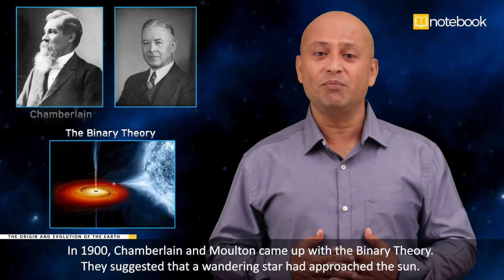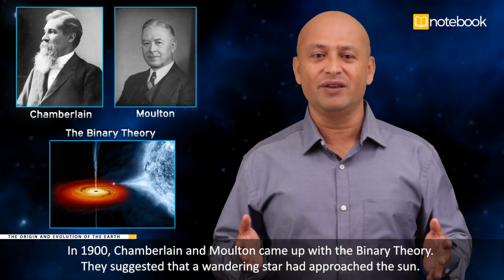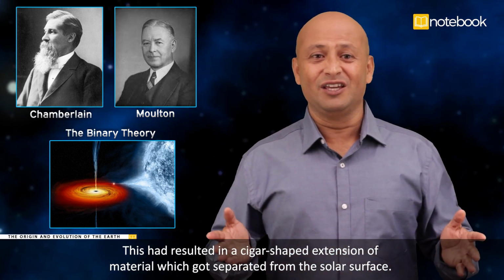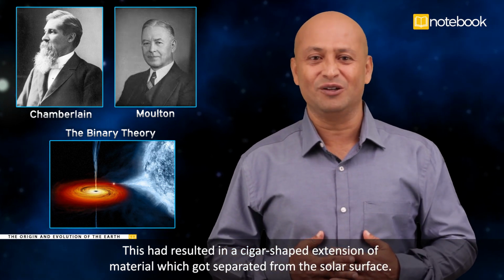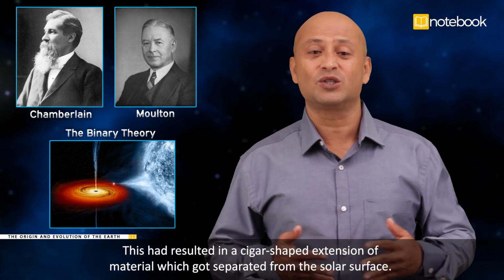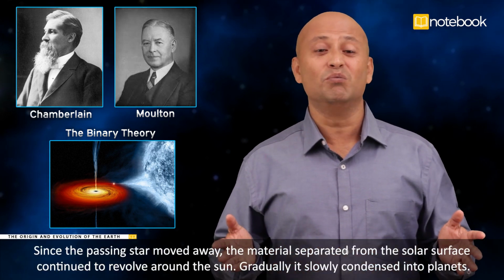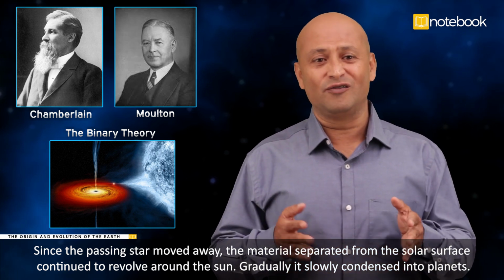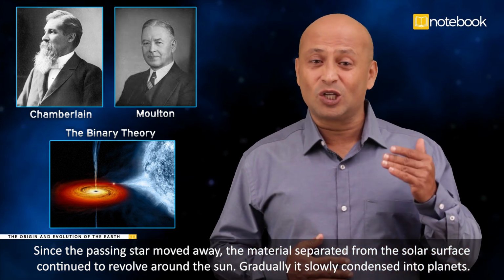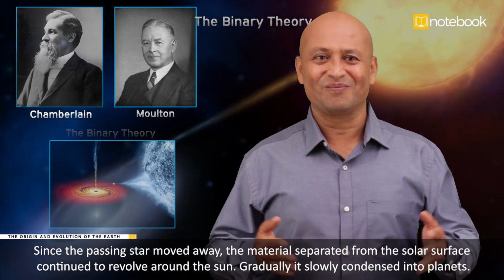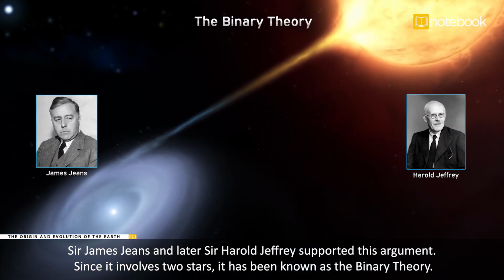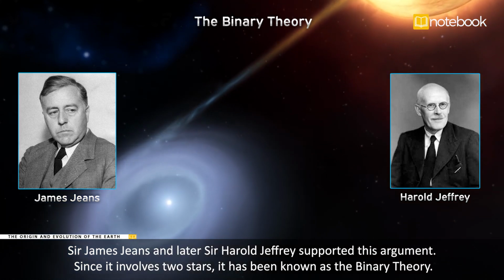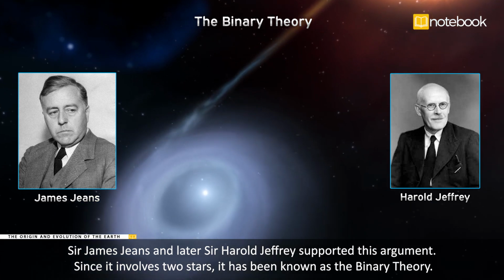In 1900, Chamberlain and Moulton came up with the binary theory. They suggested that a wandering star had approached the Sun. This had resulted in a cigar-shaped extension of material which got separated from the solar surface. Since the passing star moved away, the material separated from the solar surface continued to revolve around the Sun. Gradually, it slowly condensed into planets. Sir James Jeans and later Sir Harold Jeffrey supported this argument. Since it involves two stars, it has been known as the binary theory.